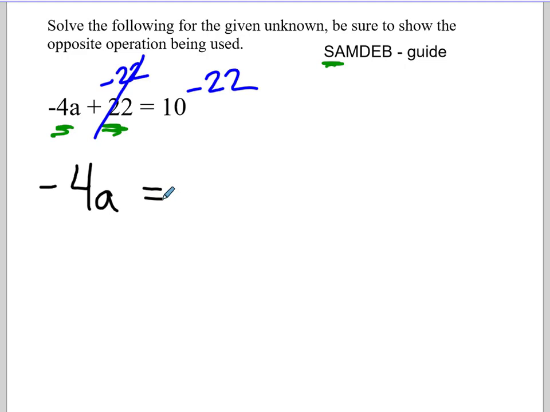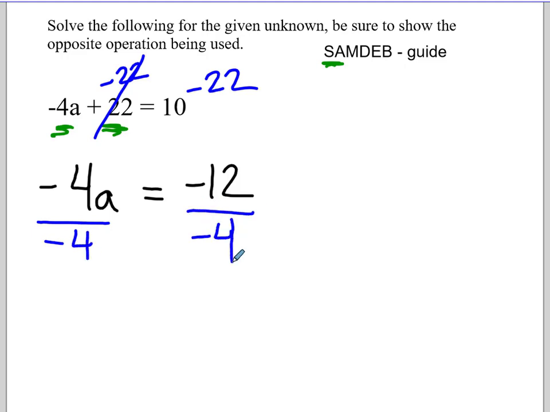And you'll notice a couple of things. I try and write terms right below each other. I try and line my equal signs up. It helps keep track of where all of the values are going. 10 minus 22 is negative 12. Now, a lot of people will mistake this one here. This is not a subtracting of 4 on the A. This is a multiplication of negative 4 onto the A. So the opposite of multiplying by negative 4 is dividing by negative 4.